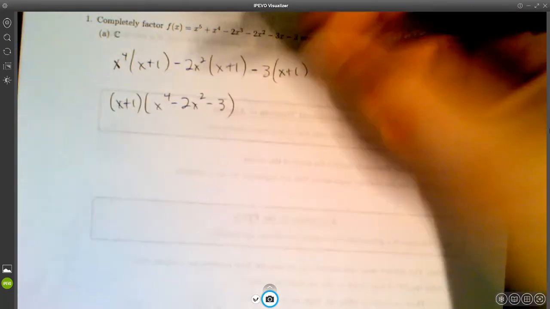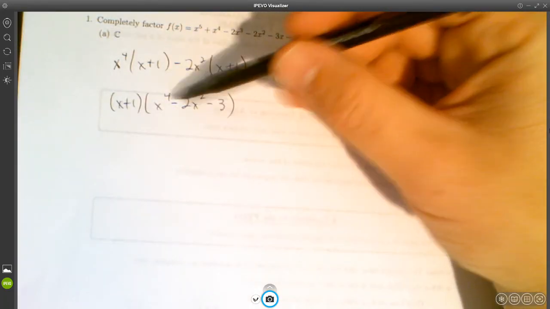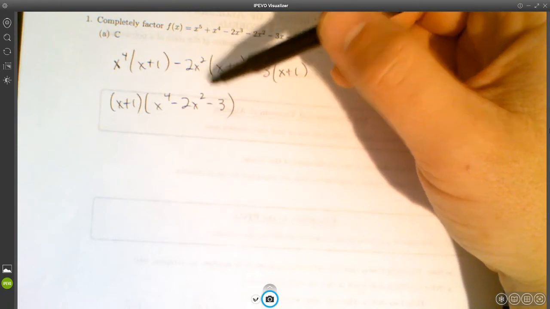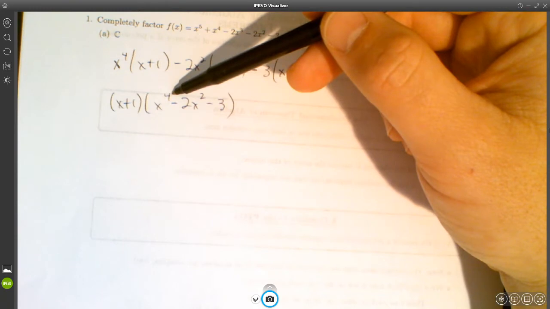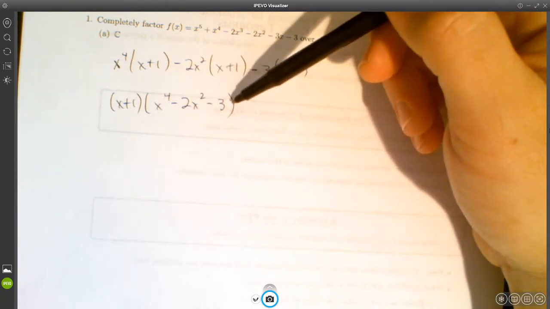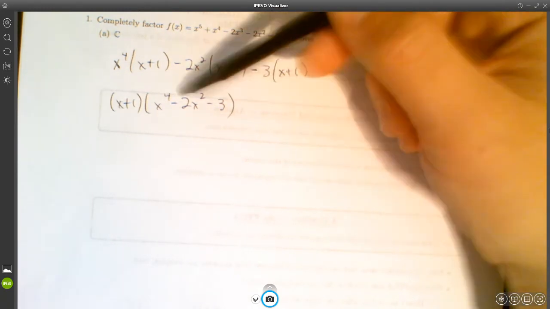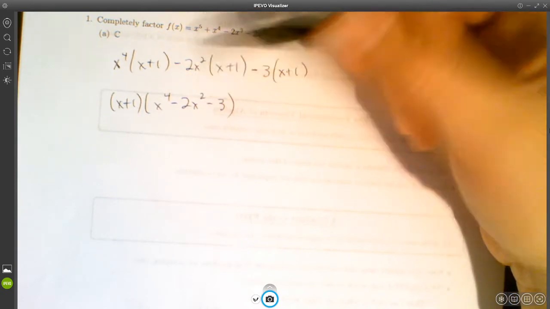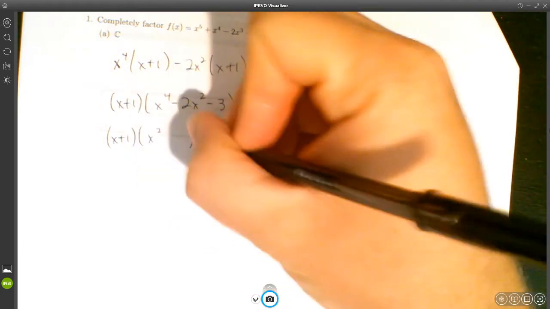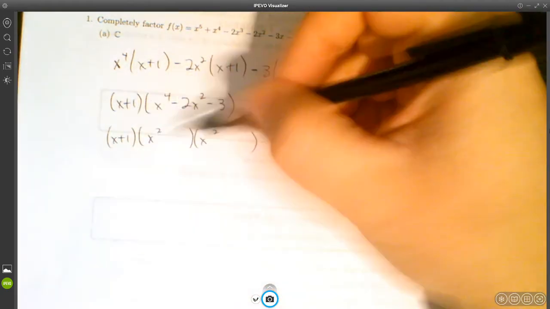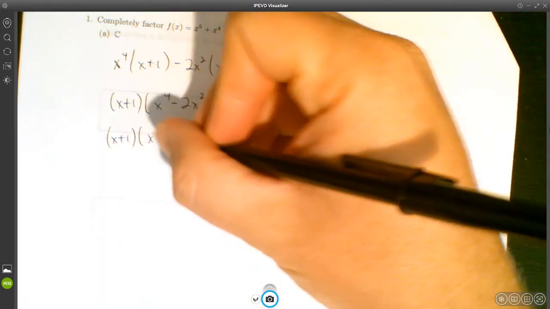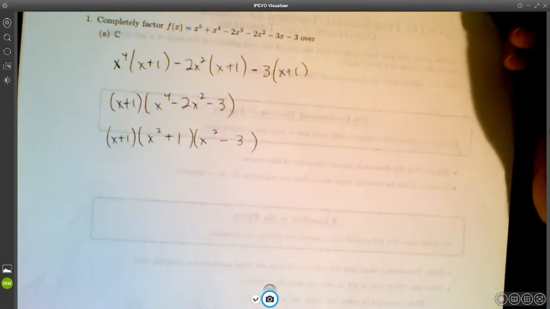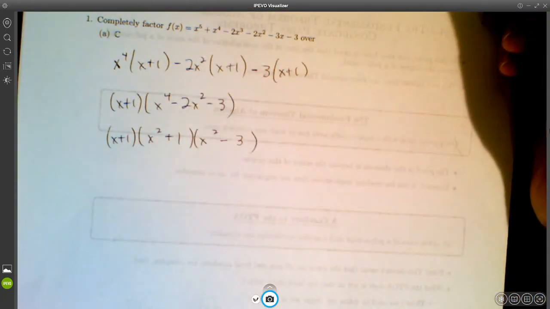Can I factor that any further? Let's see. This is not a quadratic, but it's quadratic in form, right? The exponent on your first variable is twice that of the middle one, and then the third one doesn't have a variable on it, so it's quadratic in form. I can think of this like a quadratic, so I'm going to try to factor it like this. In order to get an x to the fourth, I've got to have an x squared and an x squared. And I think I can do a negative 3 and a positive 1, and that'll give me the negative 2 in the middle. Yeah, so that does the trick, right?